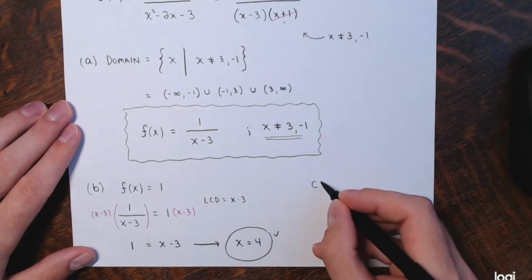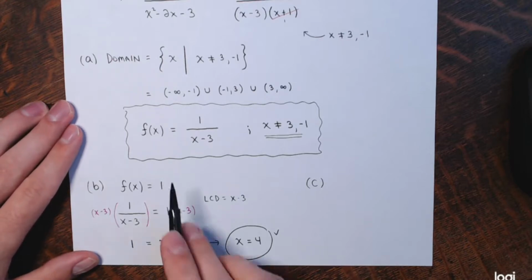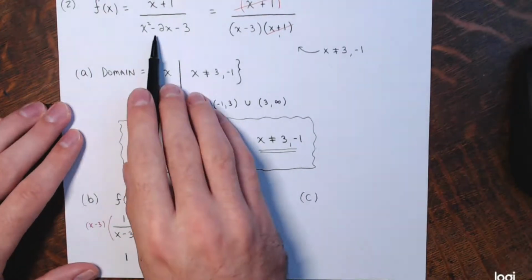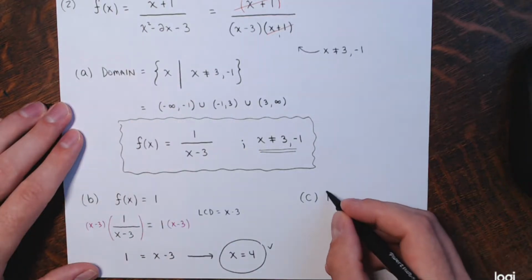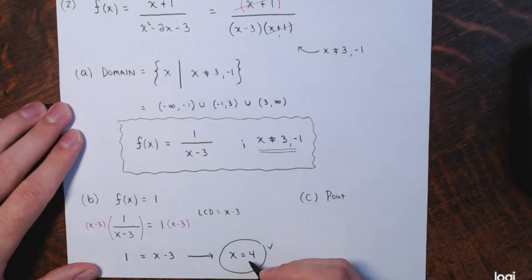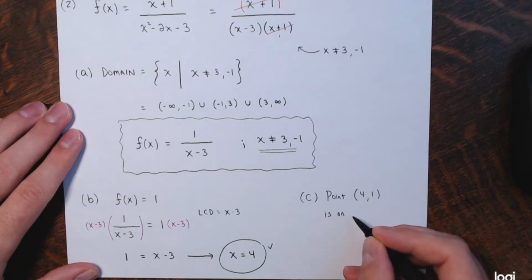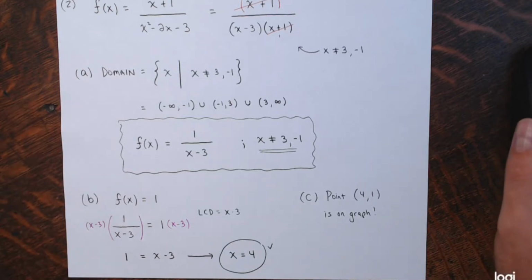And then part C, using these, now they're just asking, find the points on the graph. If I was to graph this function, I'll type it in the way it originally looked. You should always look at the way it originally looked when graphing. Based on part B here, this is telling me that when the input is 4, the output will be 1. So the point (4, 1) will be on the graph of this function, which I will show you.